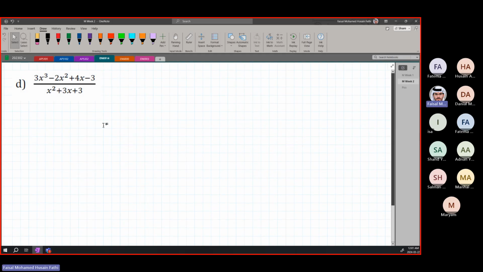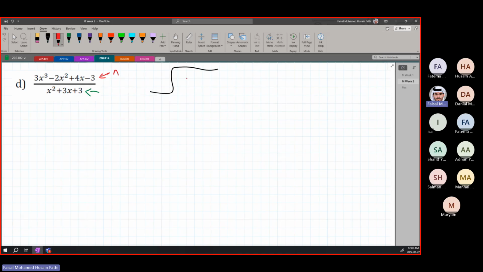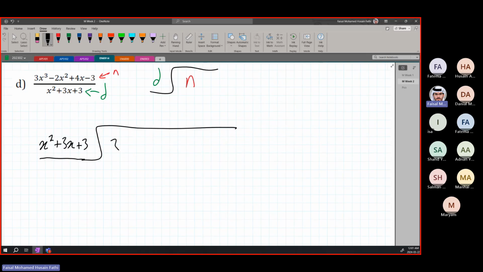So this is the question. 3x cubed minus 2x squared plus 4x minus 3 divided by x squared plus 3x plus 3. This is the numerator, this is the denominator. Remember that when you are doing long division, it's going to be numerator here and denominator here. Okay? So let's just do this very quickly since everyone knows the concepts. On this side, it's going to be x squared plus 3x plus 3. This side is 3x cubed minus 2x squared plus 4x minus 3.